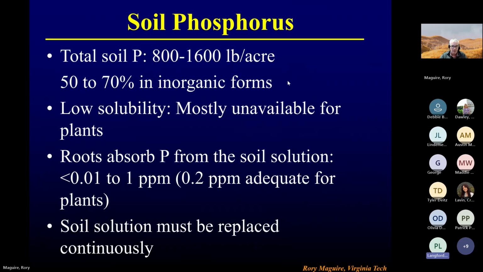Great. So some quick facts about soil phosphorus. Total soil phosphorus is typically between 800 and 1600 pounds per acre, and 50 to 70% of that is in inorganic forms. This, however, has low solubility, meaning it's mostly unavailable for plants. Roots absorb phosphorus from the soil solution, typically less than 0.01 to 1 parts per million, but 0.2 parts per million is adequate for plants. And so the soil solution phosphorus must be replaced continuously.